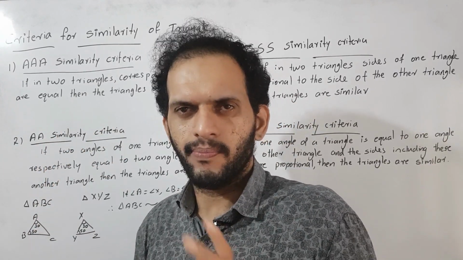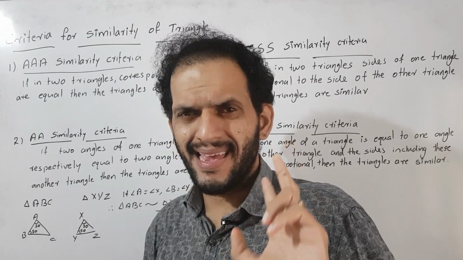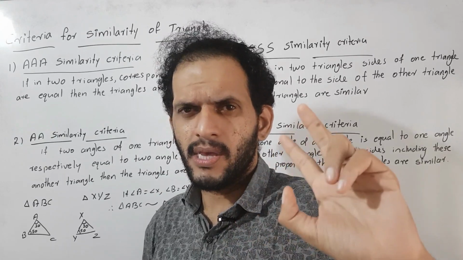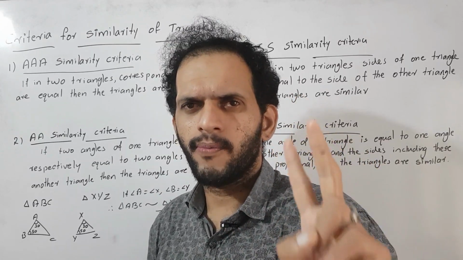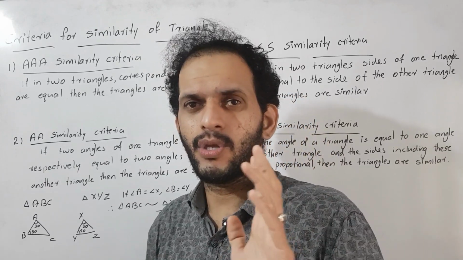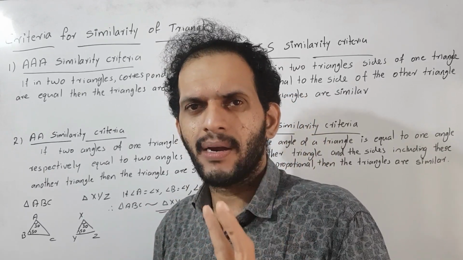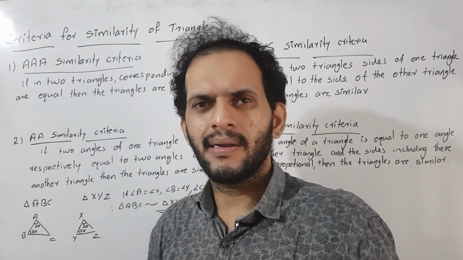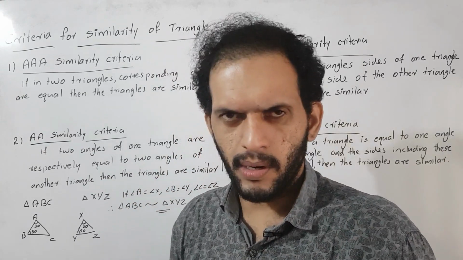Okay, what is the AA similarity criteria? If two angles of one triangle are equal to two angles of another triangle, then the triangles are similar.